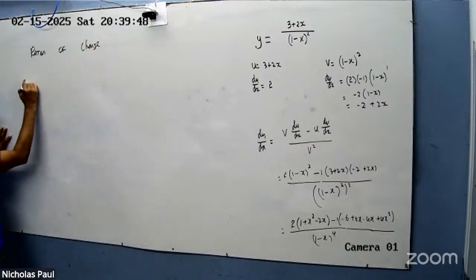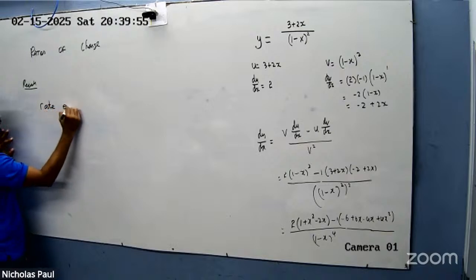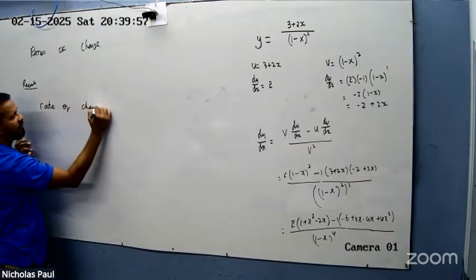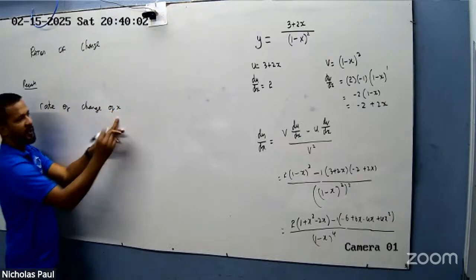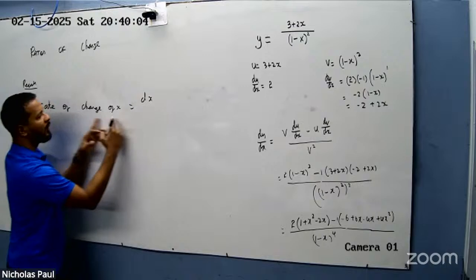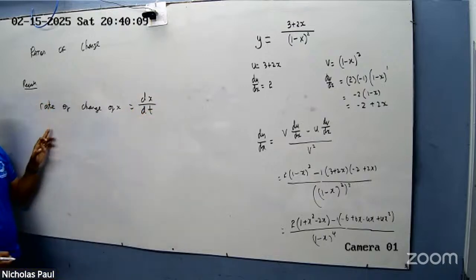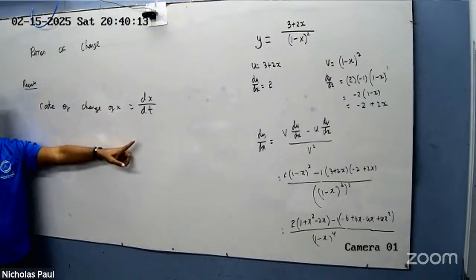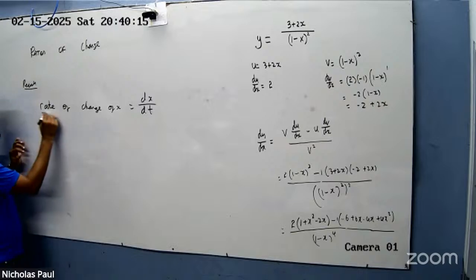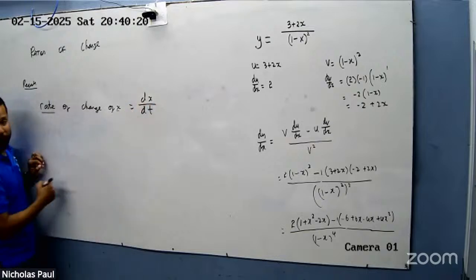If I give you something like rate of change of x, what does that mean? Change of x means the x, and rate means that it's changing with respect to time. So if you say rate of change of x, that's what it means. Once you see the word rate, it means dt, and this is the variable that goes on top.